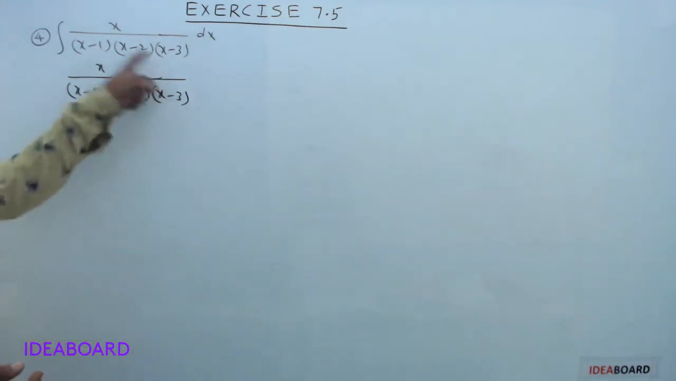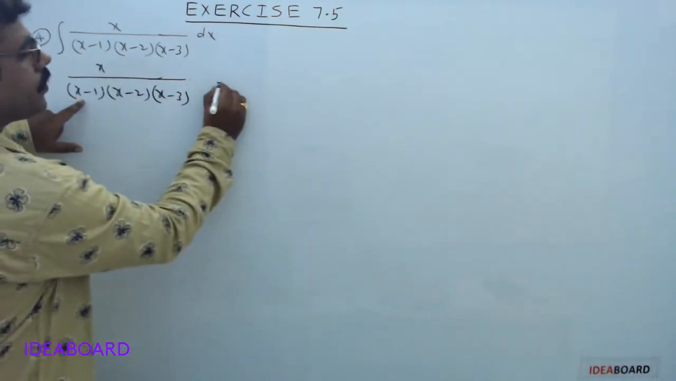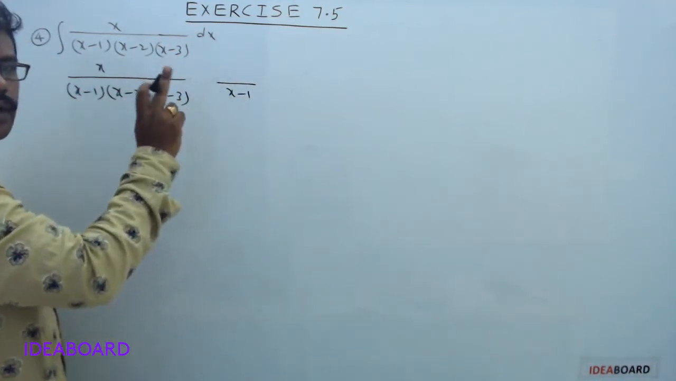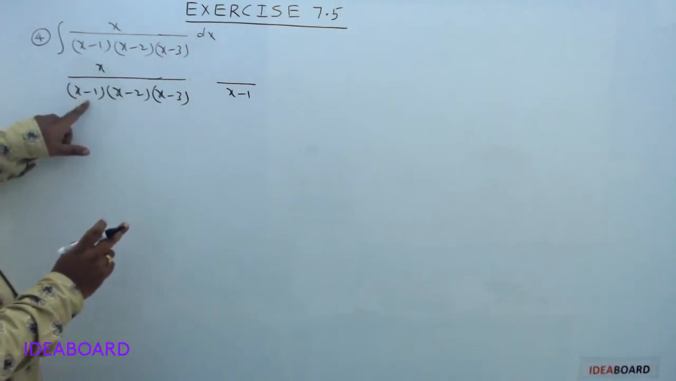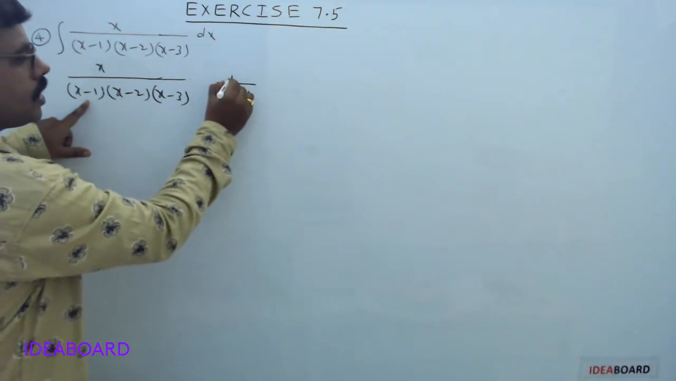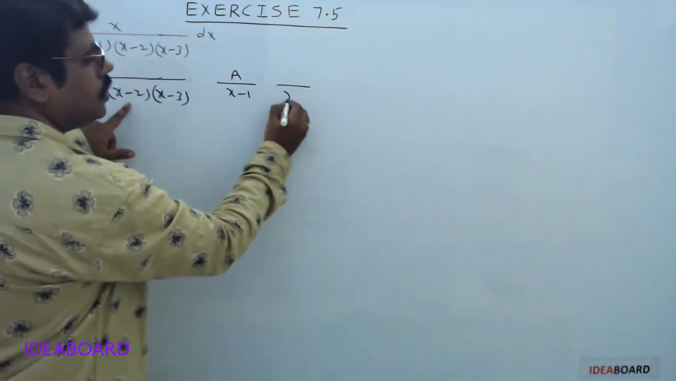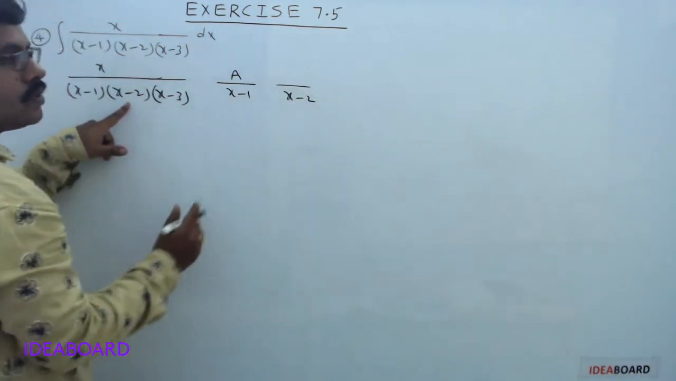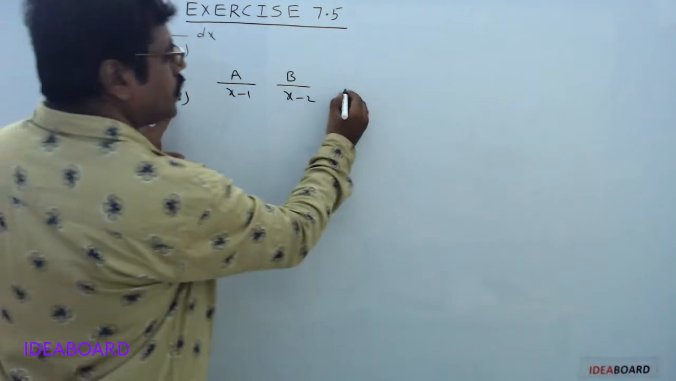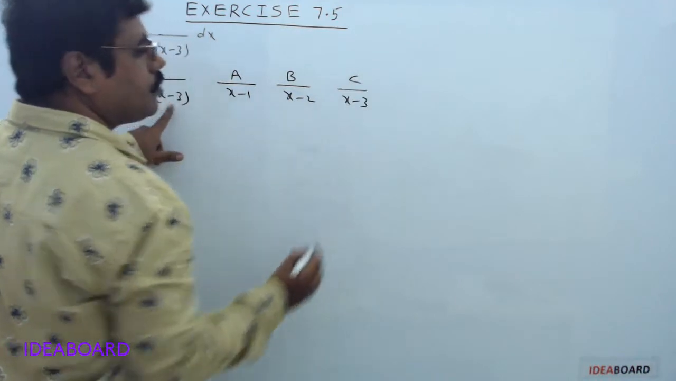Now, how to resolve this fraction into partial fractions? Corresponding to every non-repeated linear factor, there exists a constant term in its numerator. Corresponding to this non-repeated linear factor, there exists a constant term in its numerator. Take that constant term as a. Corresponding to this non-repeated linear factor, take that constant term as b. Corresponding to this non-repeated linear factor, take that constant term as c.